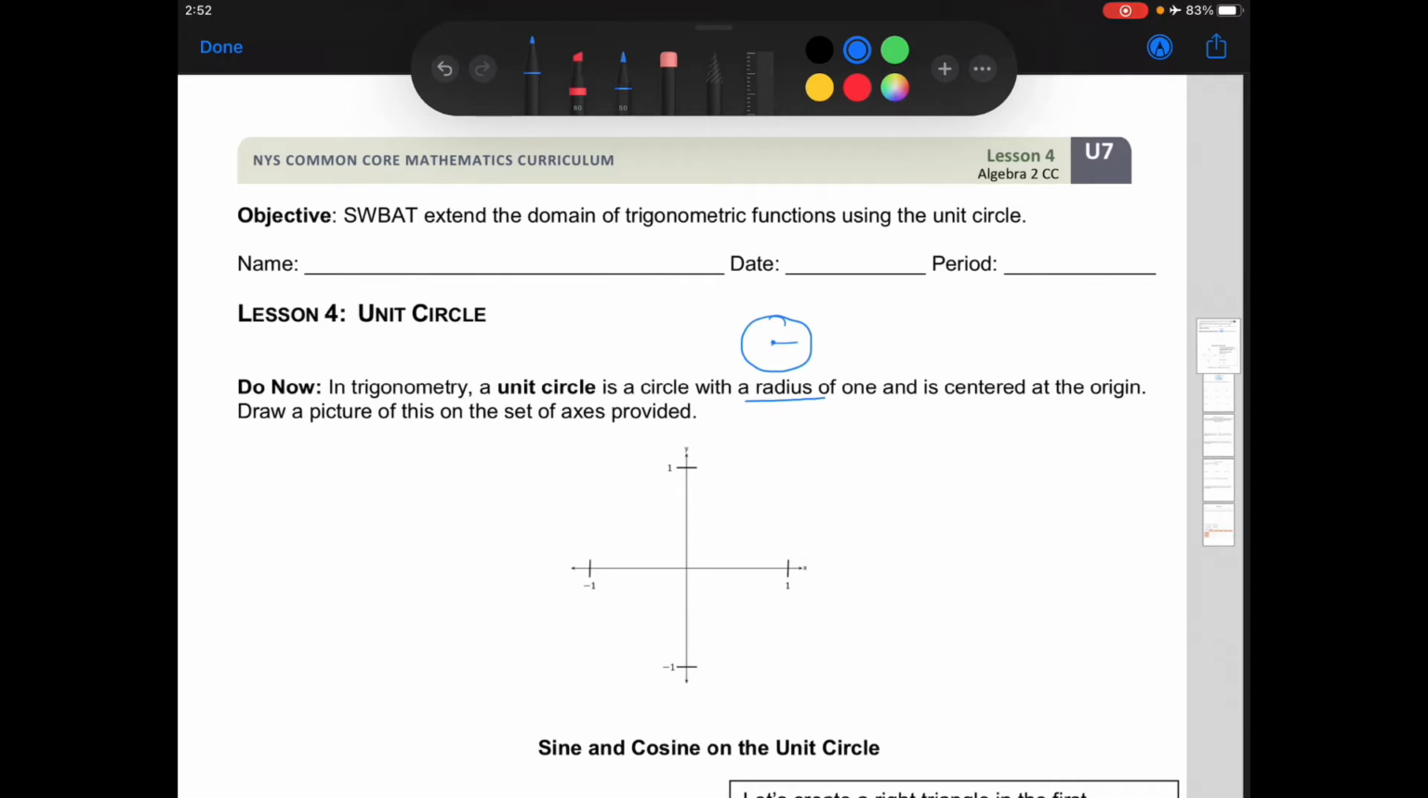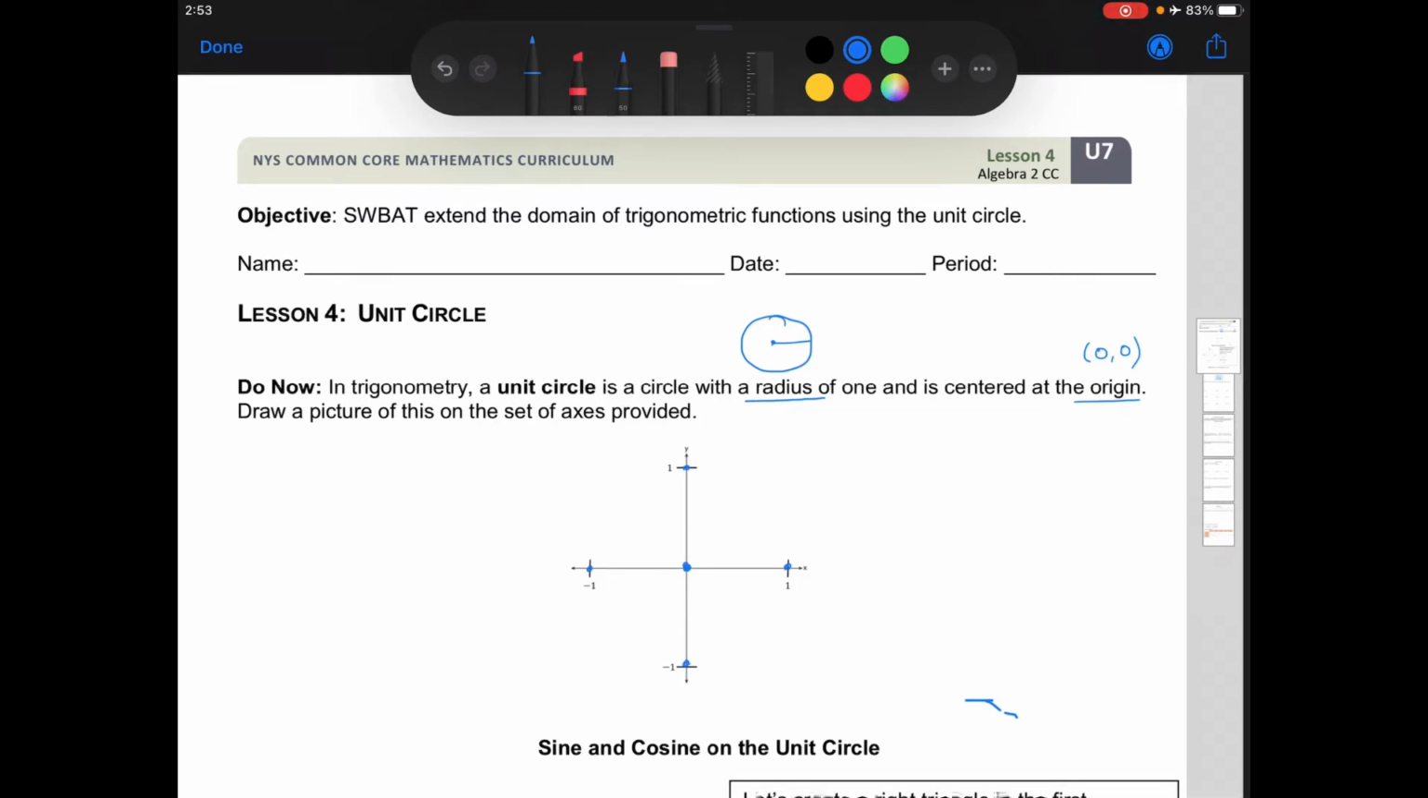If you have a circle, and that's your center, the distance from the center to the circumference is called the radius, right? And it is centered at the origin means what? It is centered at the point 0, 0. So if I was to draw my picture, how do you start? Anytime you sketch a circle, you always start with the center, which is 0, 0. And then your radius is what?